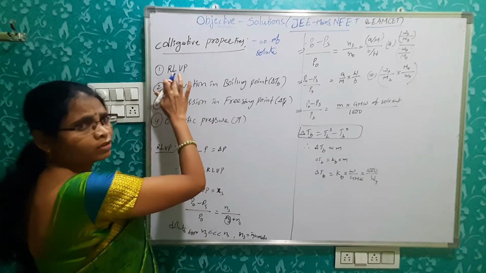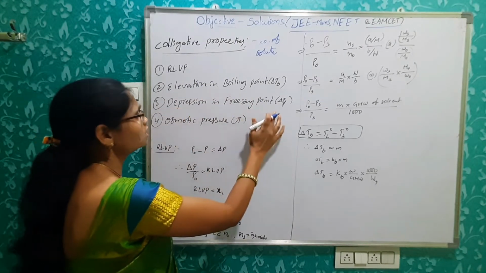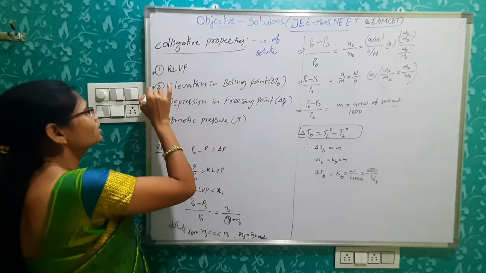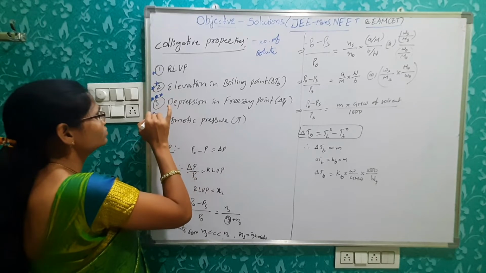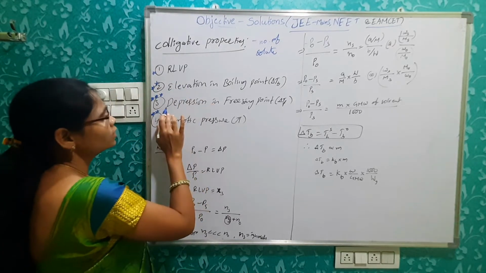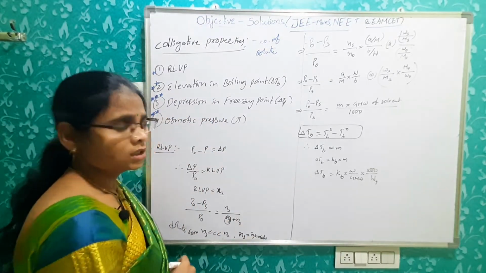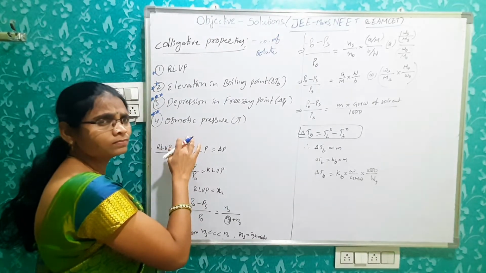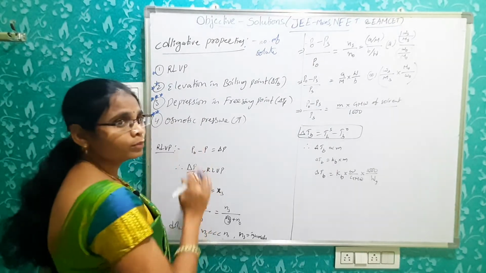Therefore, relative lowering of vapor pressure, elevation in boiling point, depression in freezing point, and osmotic pressure are very important properties. See here, these four properties, elevation in boiling point and depression in freezing point, are very important for objective exams. In competitive exams, 90% of questions will come from these colligative properties, so it's a very important topic.